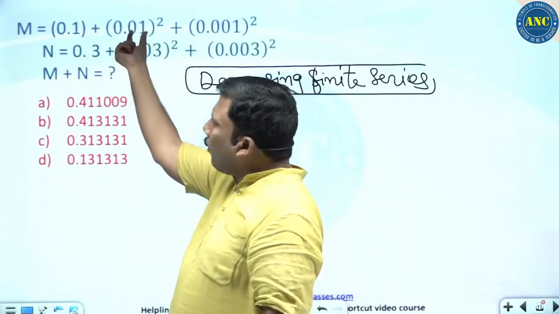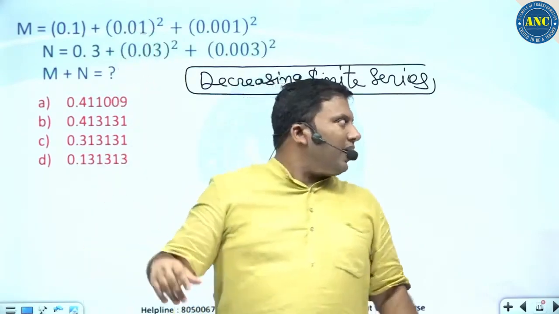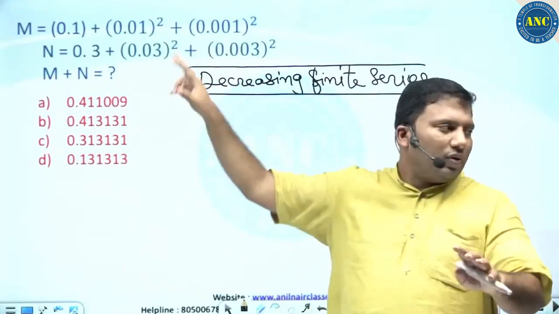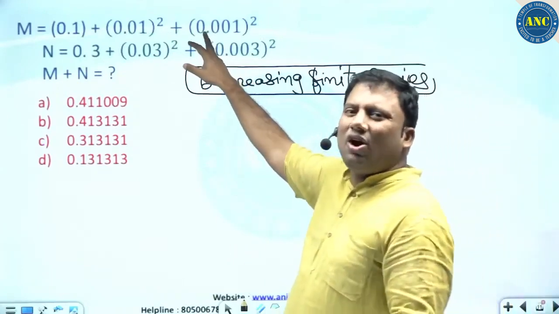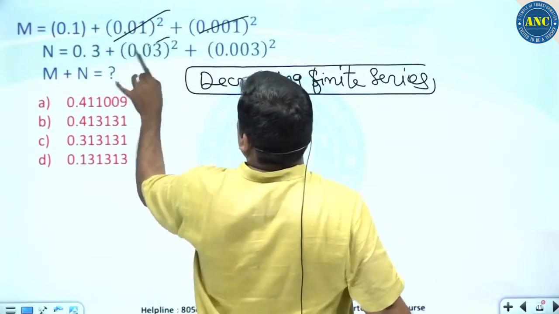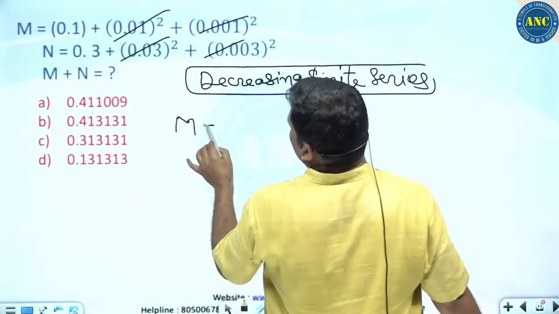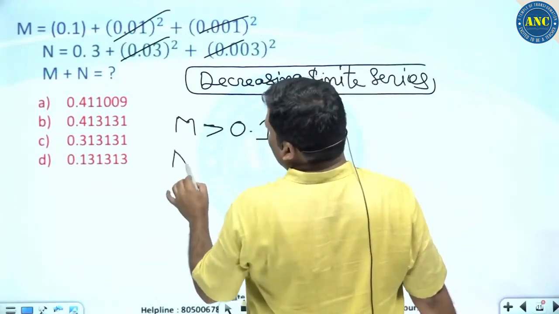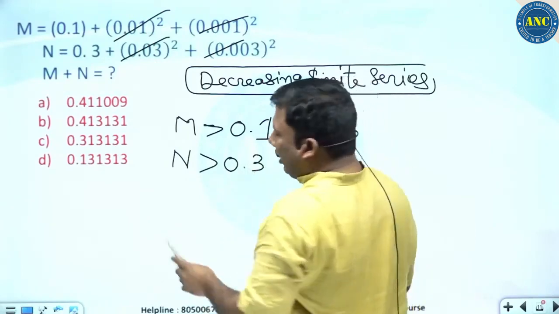Please see here, 0.01 is 1 by 100. 1 by 100 whole square. Just 1 minute, sir. Please wait. 1 by 100. These are all small values. So small values can be neglected. M is 0.1 plus something. M is greater than 0.1. N is 0.3 plus something. N is greater than 0.3.